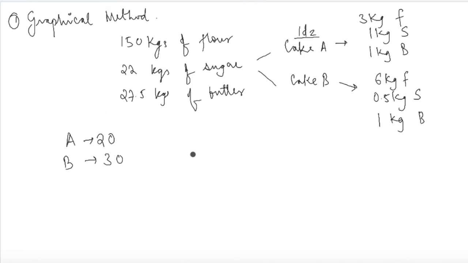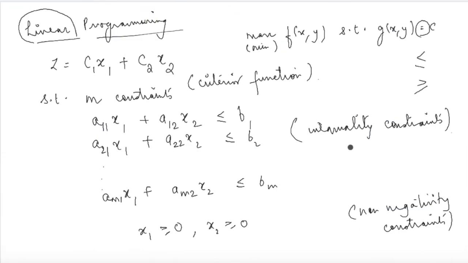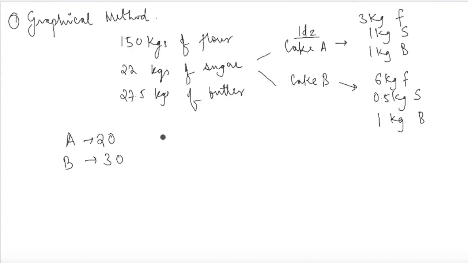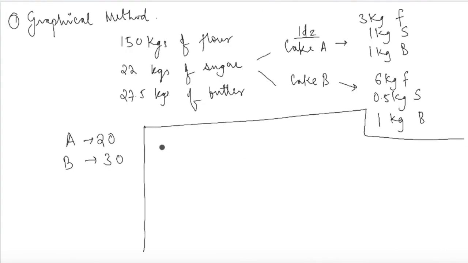So we can write this problem in terms of the problem that we had just stated by saying: maximize 20x1 plus 30x2, where x1 refers to amount of dozens of cake A and x2 refers to dozens of cake B. 20 is the profit that he gets by selling 1 dozen of cake A and 30 is the profit that he gets by selling 1 dozen of cake B. So this is the criterion function subject to the following constraints.